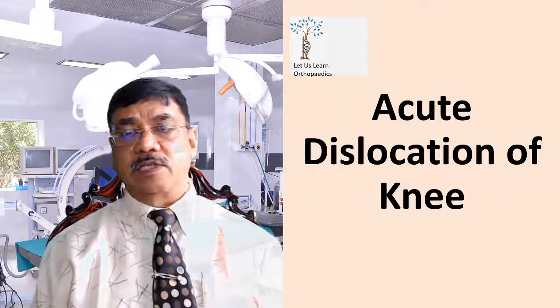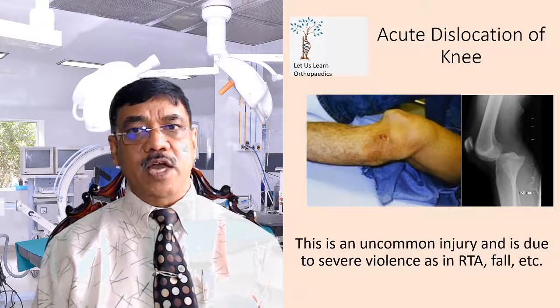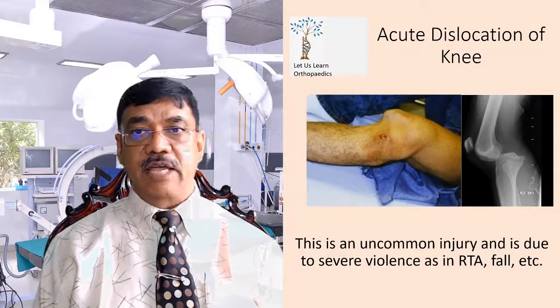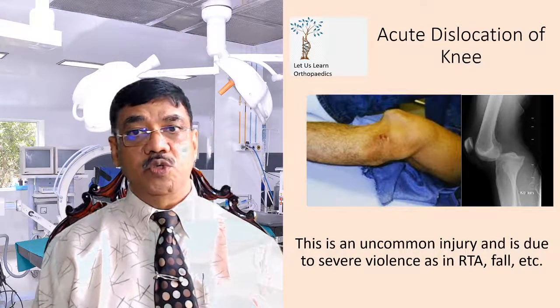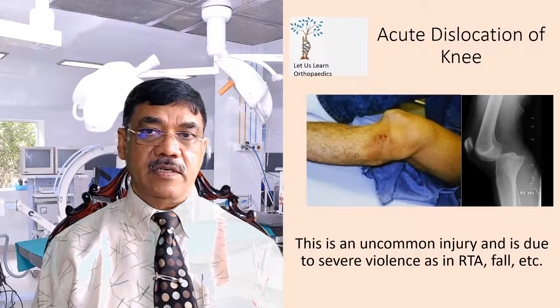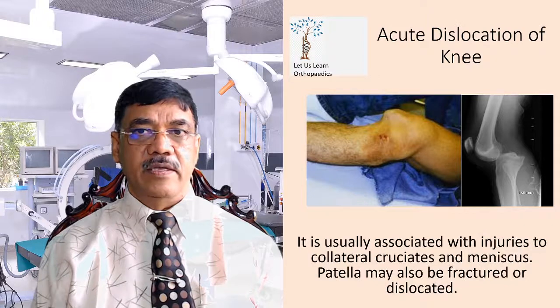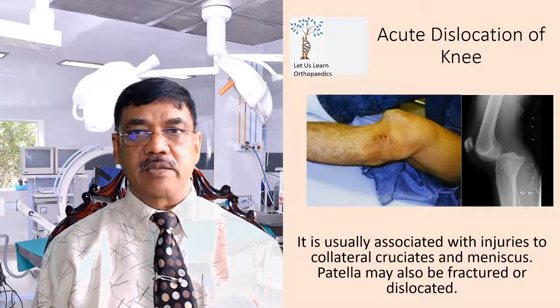The acute dislocation of the knee. Now this is an uncommon injury. Uncommon. In my whole career I have seen only 2 cases. It is due to severe violence in road traffic accident or fall etc. It is usually associated with injuries to the collaterals, cruciates and the menisci.